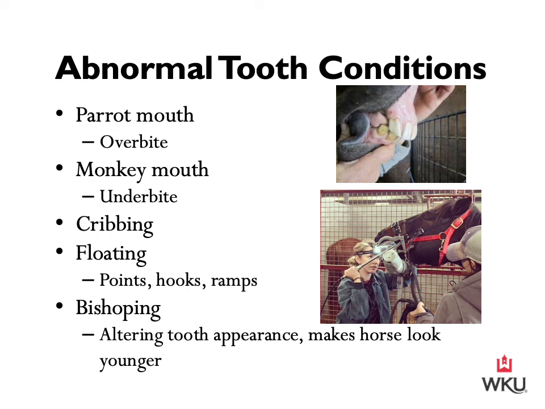Whereas a ramp is a sloping surface that can have sharp edges on the premolars or the molars of the jaw. These points, hooks, and ramps can all cause tongue or cheek injury. So when our horses have these points, hooks, or ramps, we're going to float our horse's teeth to prevent injury, to maintain, to make it more comfortable for the animal.